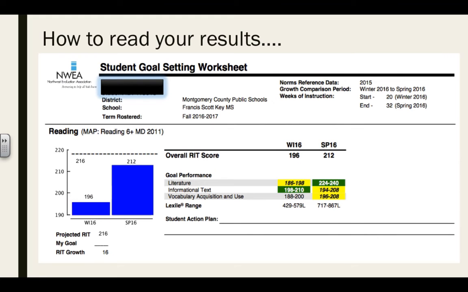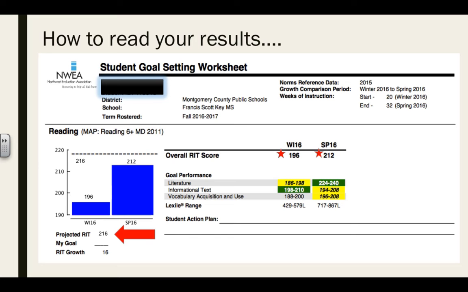So, each of you should have your own student goal setting worksheet. This sheet can be pretty confusing, so let's take a moment to review it. The first number you should take note of is the overall RIT score. This is a total grade received each time you've taken the test. For some, there may be two, one in the winter and the other in the spring.